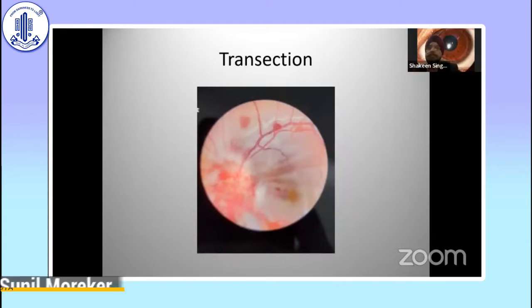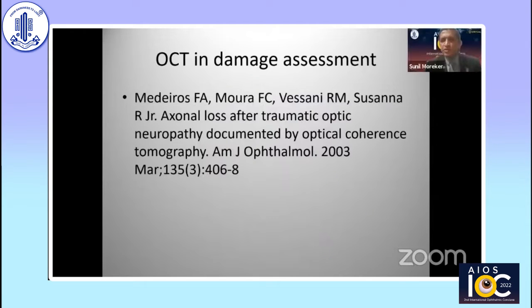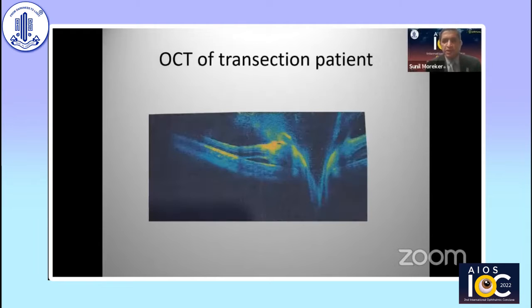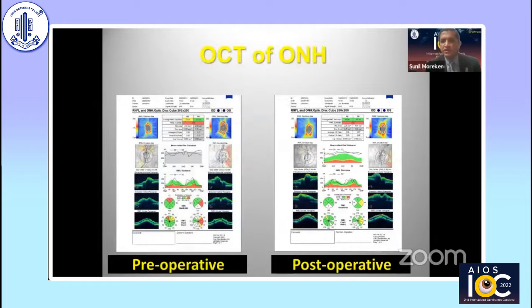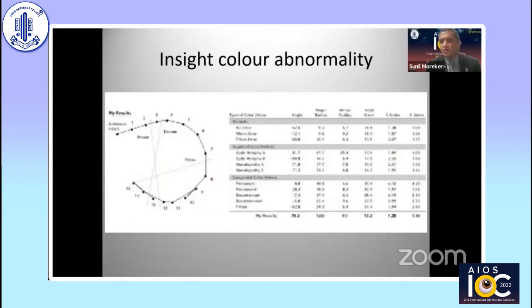But when you are dealing with such cases, you want to look at the role of OCT in damage assessment. And this is thanks to Dr. Sunil Moreker. This is how you look at the OCT of the same transection patient, and you realize that there is a raised area here and a vitreous traction there. He has gone ahead and done a vitrectomy and got a good result. We also look at OCT of the optic nerve and try to figure out if there is edema or swelling there. You look at the height of the edema and try to figure out whether you need to intervene.